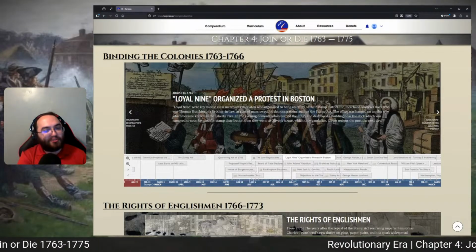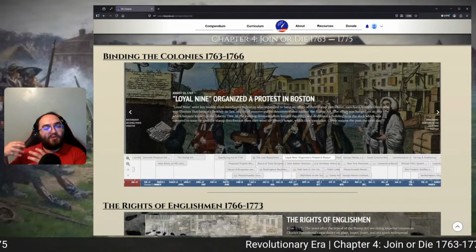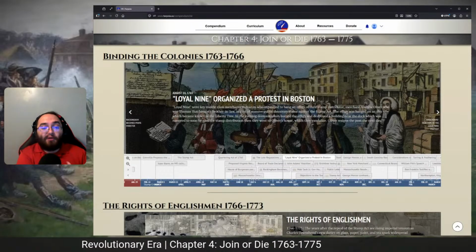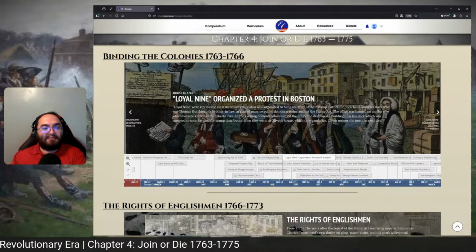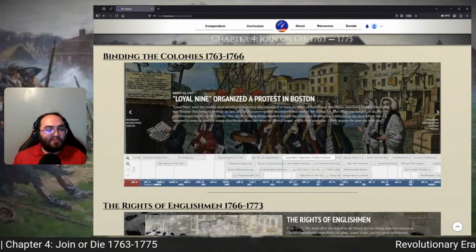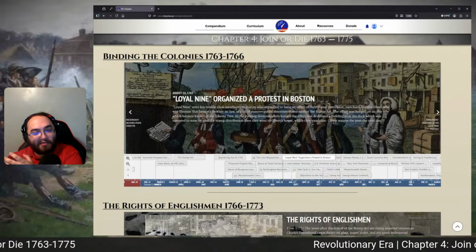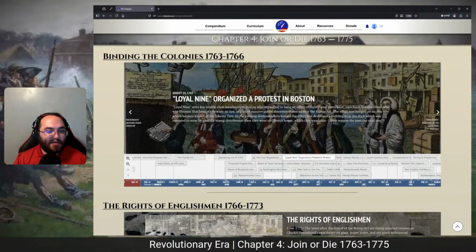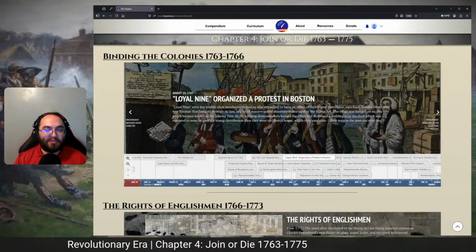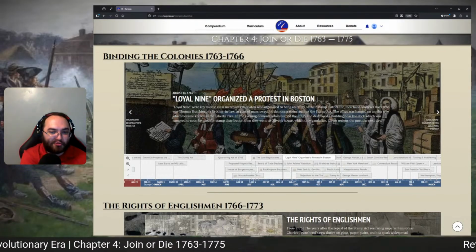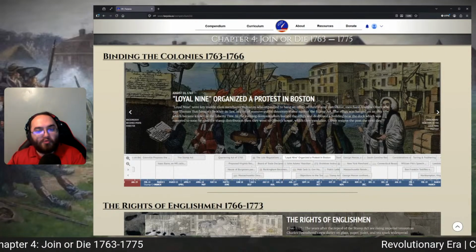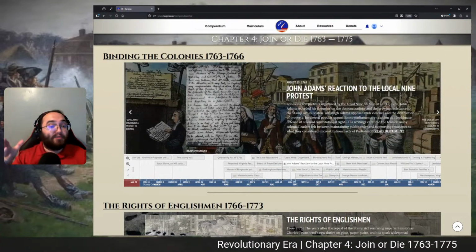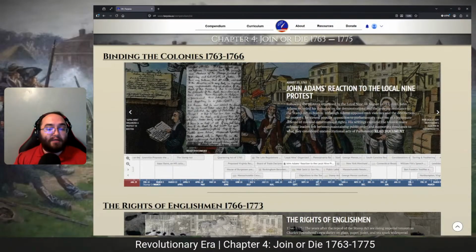That religious tradition gets transitioned into a new political tradition, where instead of burning the Pope, you're now burning tax collectors. And pretty soon, you're going to be burning the king in effigy. So that's just a very interesting aspect of this time period, this relationship between the religious traditions evolving into political traditions. And here's a primary source of the Loyal Nine protest.